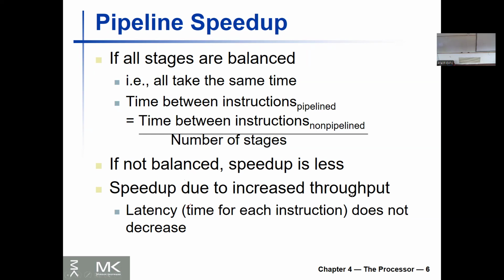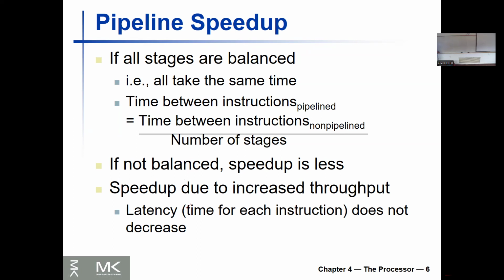Speed up due to increased throughput, so we call that throughput, how much you can get out, but not necessarily that a single instruction could be faster. Latency, the time for each instruction, does not decrease. What does that mean, latency? The time for a single instruction does not decrease. It's a double negative here. Does not decrease means the time for each instruction stays the same or increases, the time for one instruction, that's what I was saying.